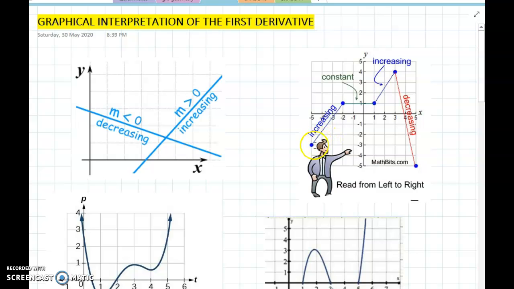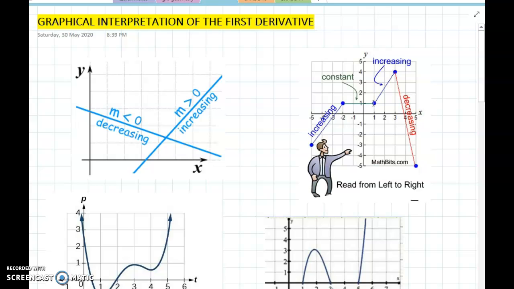Let's look at this graph here. We read from left to right, as it says there. From this point, you can see that the function is increasing. The y values are increasing as x is increasing. Here, the y values are constant. Even though x is increasing, y remains constant. Notice there's a horizontal line. It's constant there.